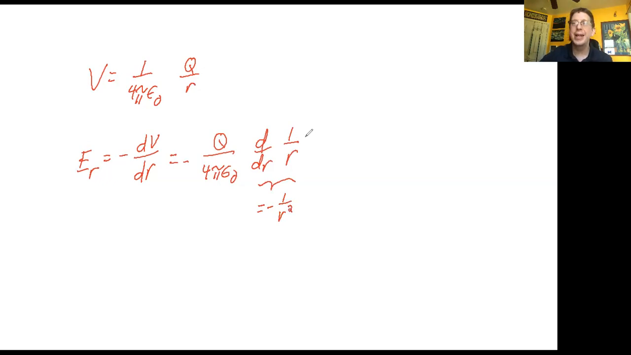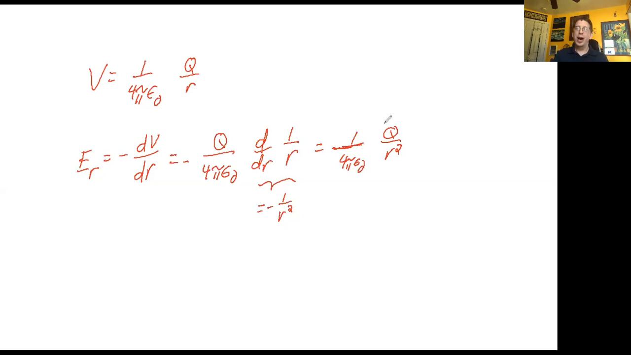So the derivative of that is negative 1 times r to the negative 2 power. So that becomes negative 1 over r squared. So you can write this as being negative 1 over 4 pi, or rather, the negatives cancel. So it's positive 1 over 4 pi epsilon naught q over r squared. So if q is positive, the radial direction is away from the positive charge. If q is negative, then it's into the charge. And so that's what that means.